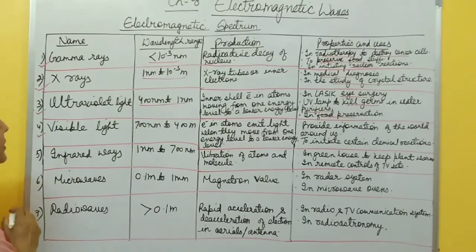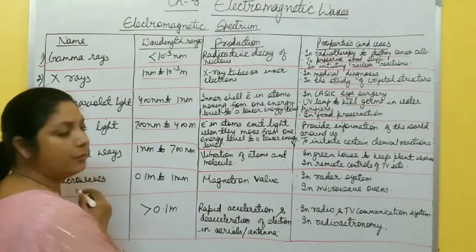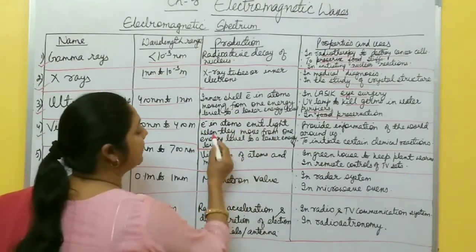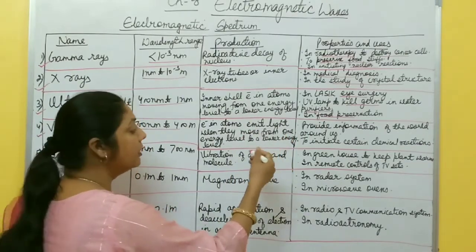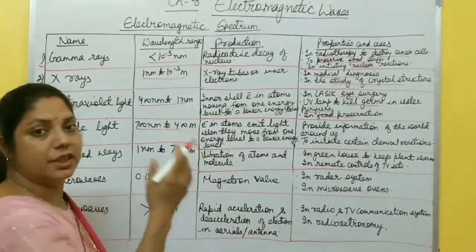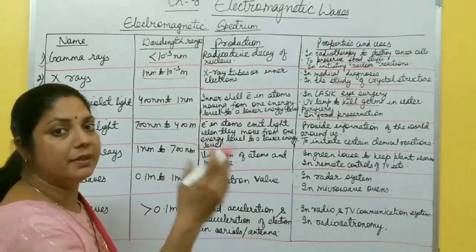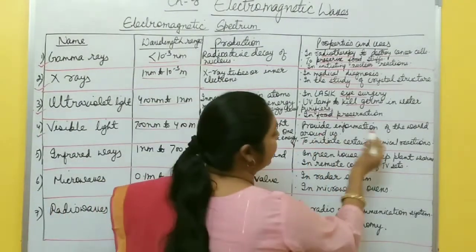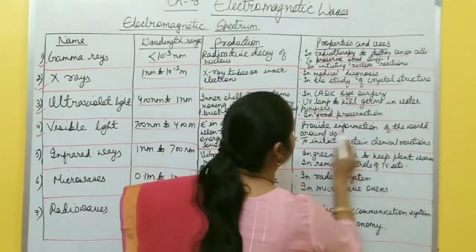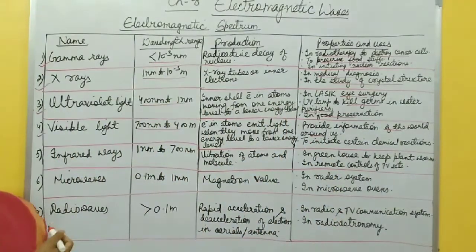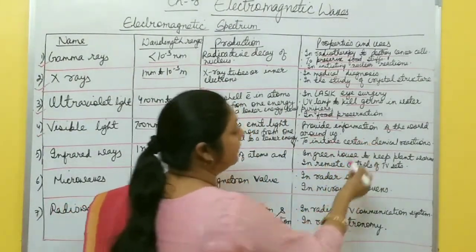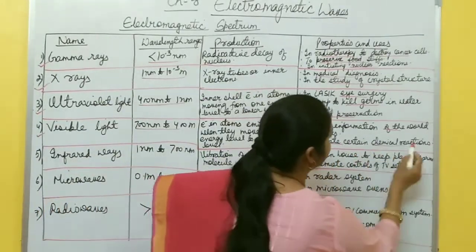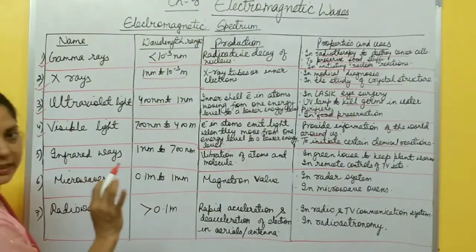Next, fourth one is visible light. Its wavelength range is 700 nanometer to 400 nanometer. It is produced by electrons in atoms that emit light when they move from one energy level to a lower energy level. Any electron jumping from a high energy level to a lower energy level emits radiation, right? That is in the range of visible light. It provides information of the world around us. With the help of visible light only, we get the full information of the world around us. Also, it is used to initiate certain chemical reactions, right? You have to just revise these things, okay?